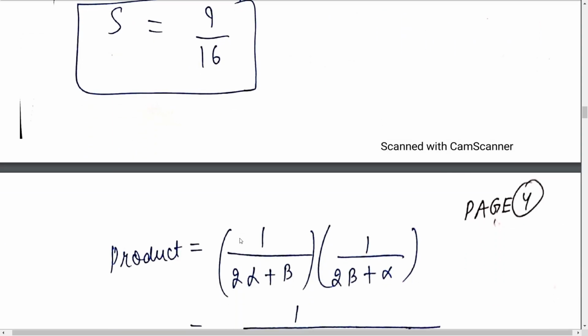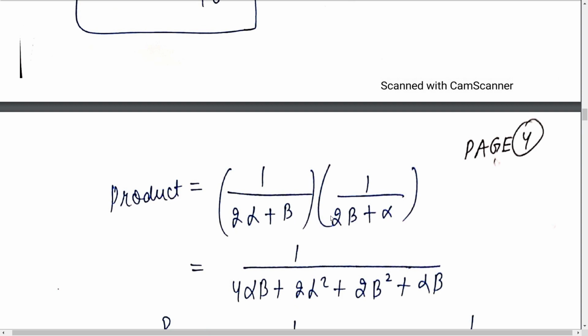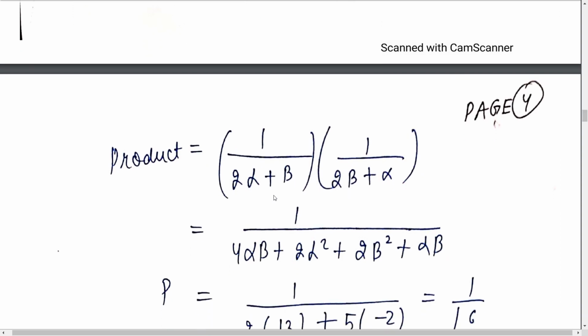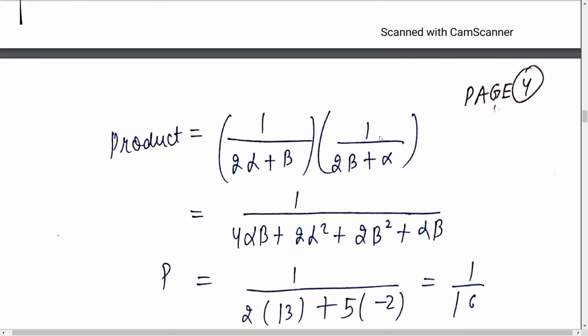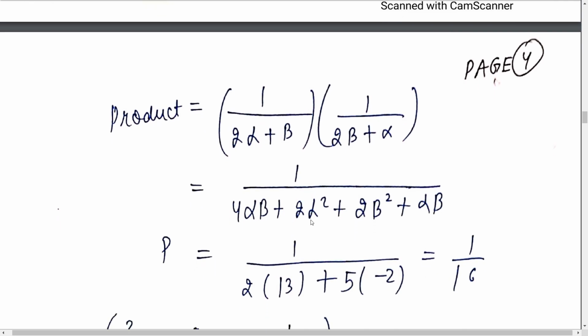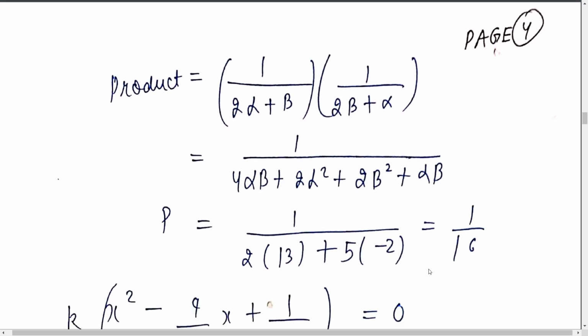Now I'll find the product. Product is 1 upon 2 alpha plus beta into this expression. Simplifying the denominator again, we have already simplified in the sum. You get this. On further simplification, you get the product as 1 by 16.